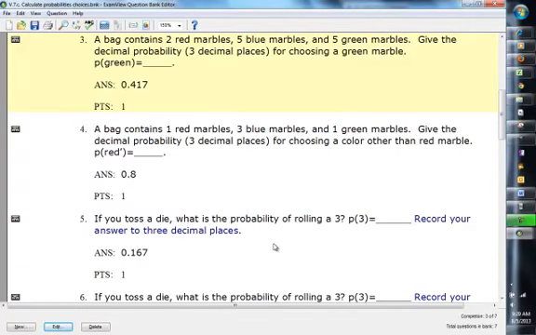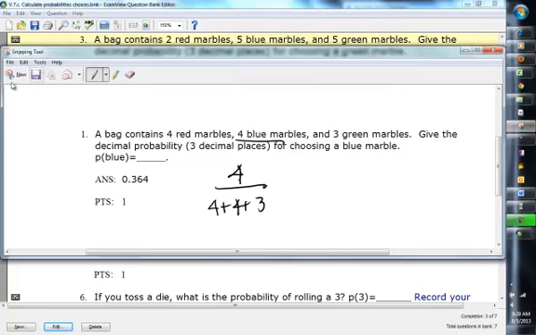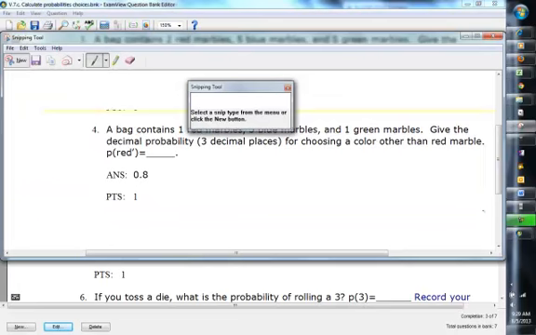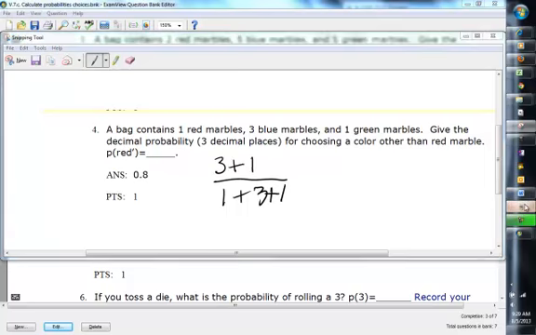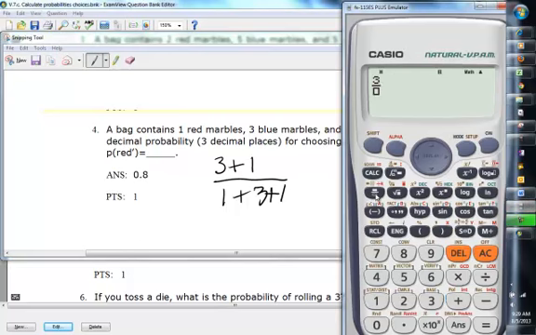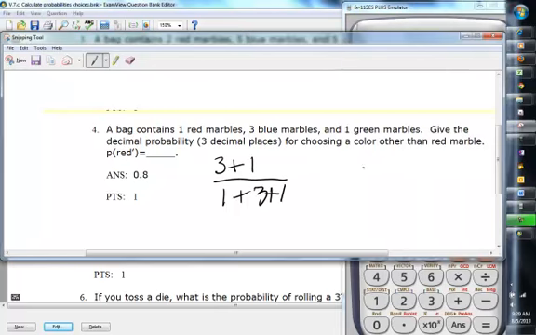A bag contains 1 red, 3 blue, and 1 green. Give the probability of choosing a color other than red. Well, we've got the ways to get the marbles is 1 plus 3 plus 1. And the ones that aren't red, there's 3 blues plus 1 green. So on our calculator, we would have 3 plus 1 over 1 plus 3 plus 1 gives us 4/5, which should be 0.8. Next one.